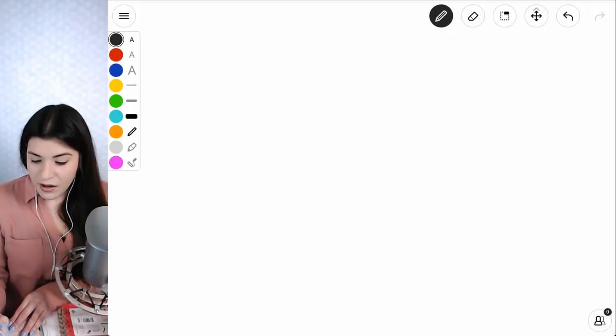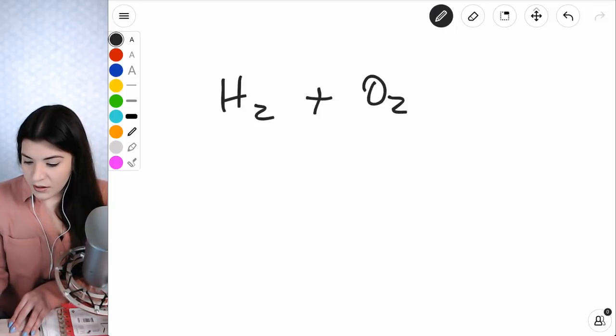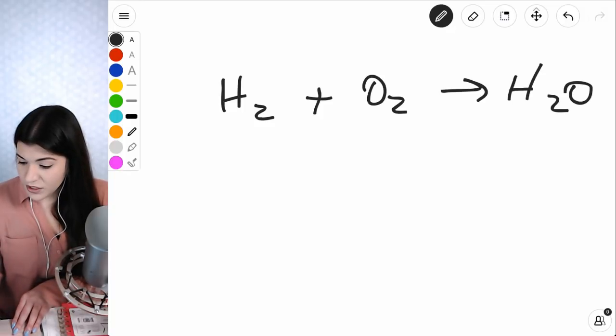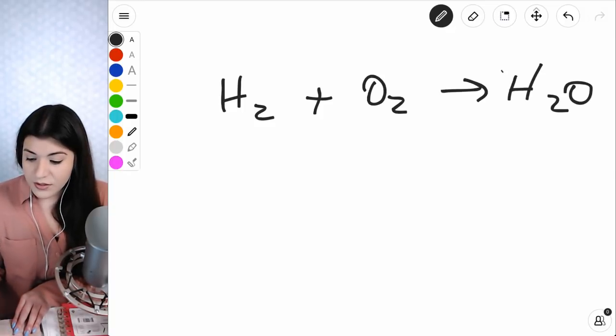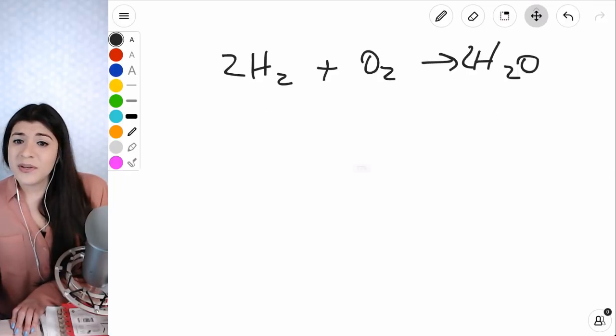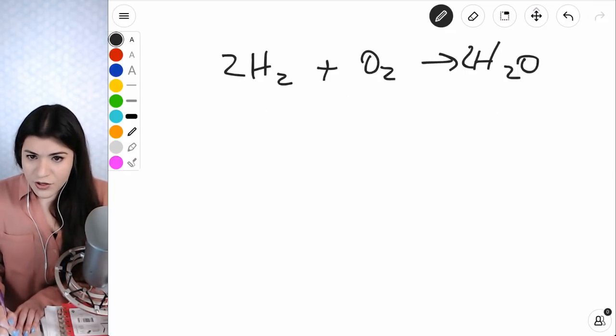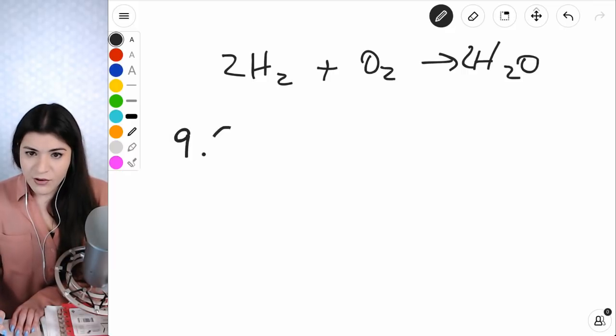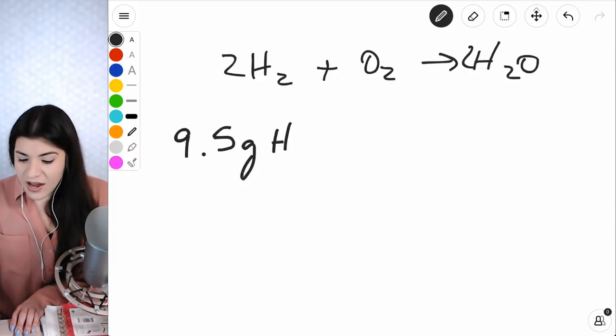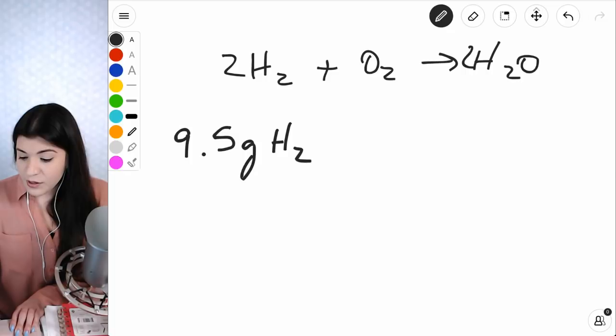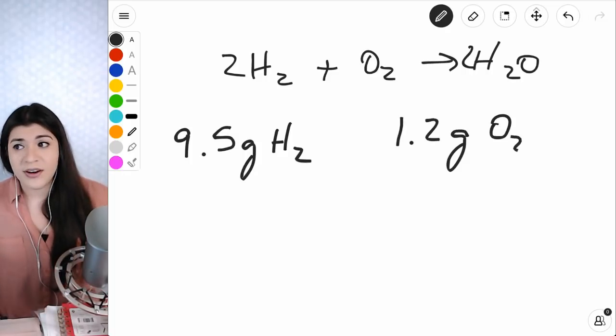If we were given some sort of equation, and I'm going to balance this out real quick. So let's say we're given this equation. Let's say this is 2, this is 2, so that's balanced. And we're asked to find the limiting reactant. Let's say we're given our first reactant. We have 9.5 grams of H2 gas, and we have 1.2 grams of O2 gas. And like I said, we're asked to find the limiting reactant.